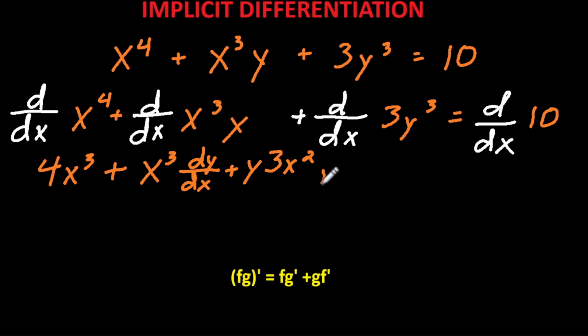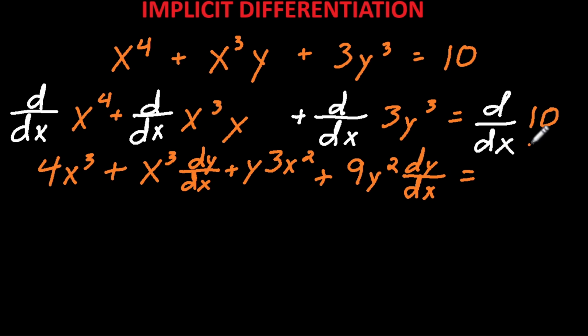Moving on to the next term, the derivative of 3y cubed, we use the chain rule. So first we take the derivative of 3y cubed, and then using the chain rule, we take the derivative of just y, which is dy/dx. And the derivative of a constant is just 0. Now all the hard work is done. Now what we need to do is isolate the dy/dx. So let's do some algebra here.